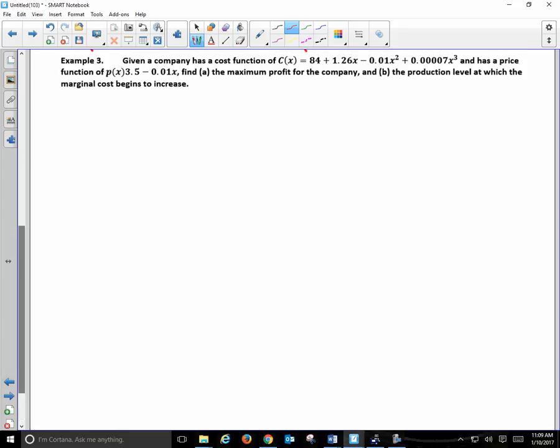Okay. We'll at least get started here, and this is all we have for the rest of today, and you'll have time to work. So given a company has a cost function of that and a price function of that, find the maximum profit for the company. In order to find profit, profit is equal to R of x minus C of x. Right? But it says to maximize the profit.